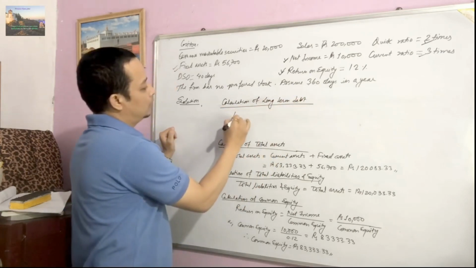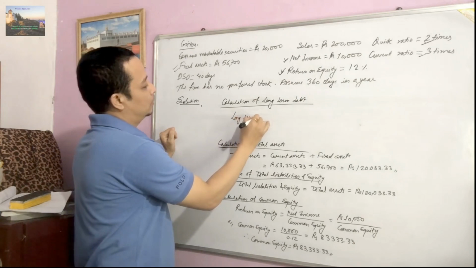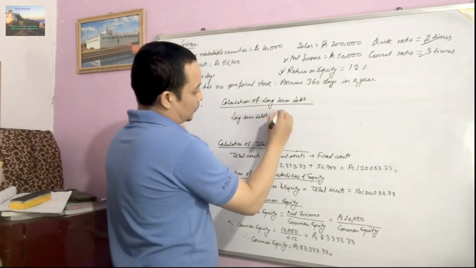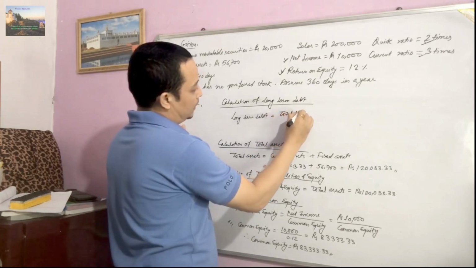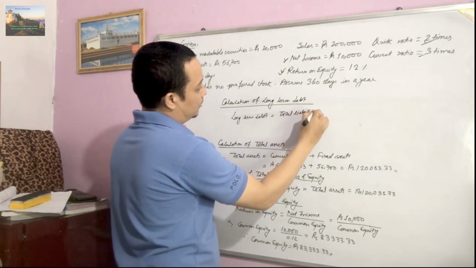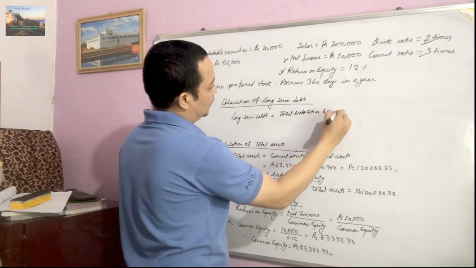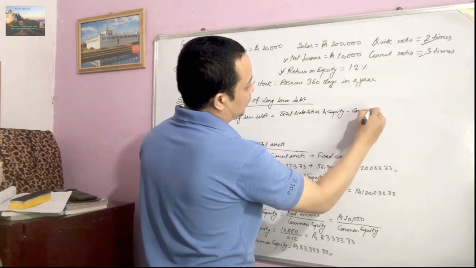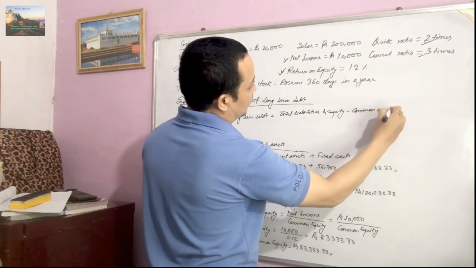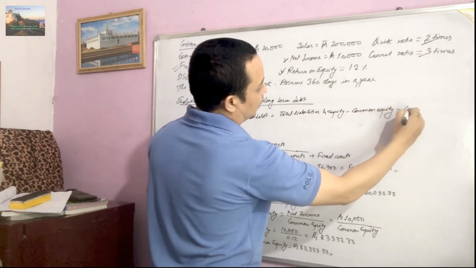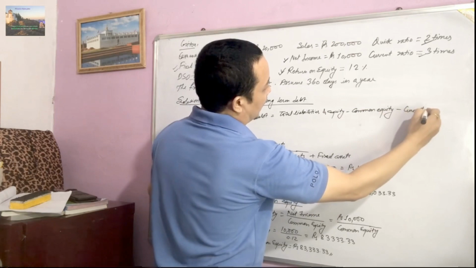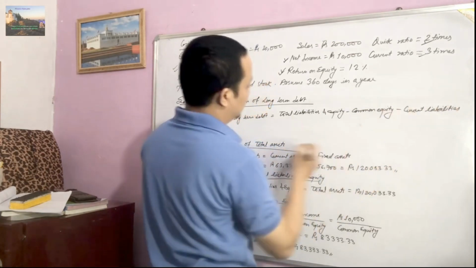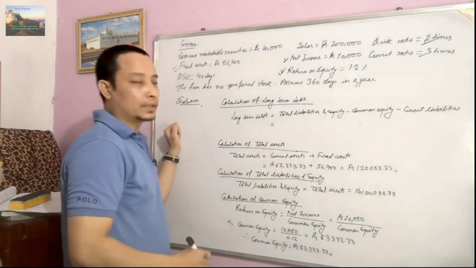So here long-term debt equal to total liabilities and equity minus common equity minus current liabilities. Okay, you can use these three factors to find the long-term debt.